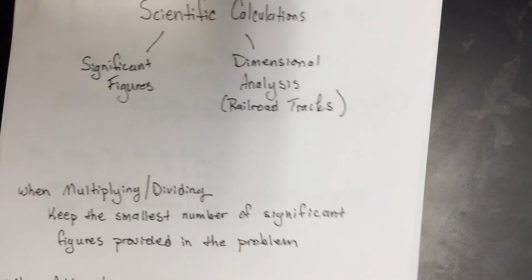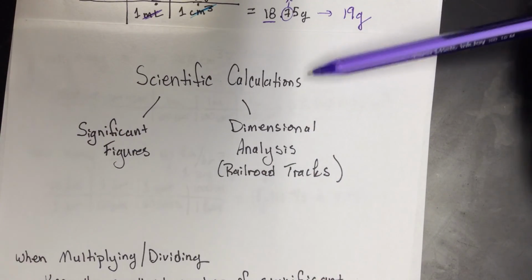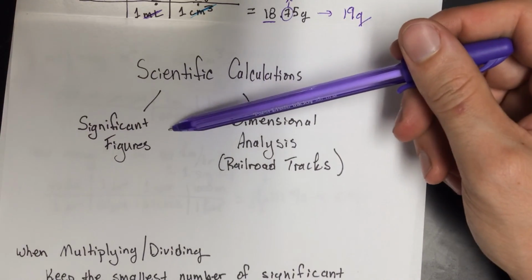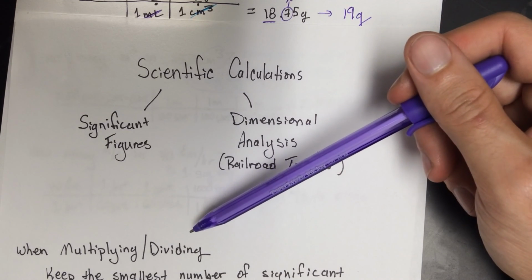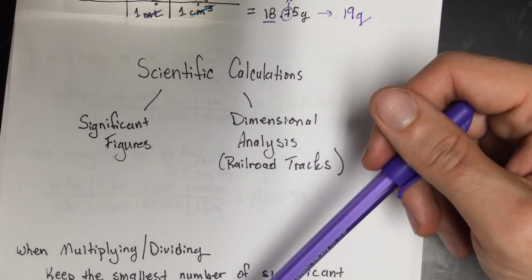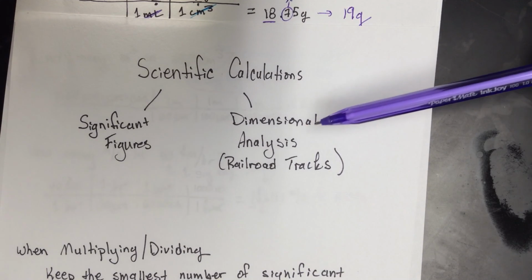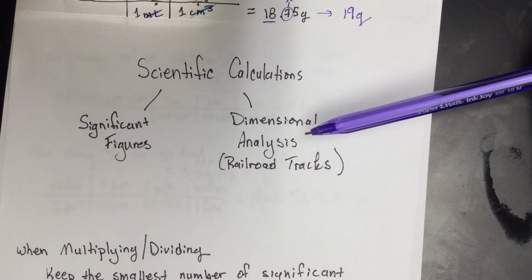Alright folks, in this video we have talked about how to perform scientific calculations, in particular paying attention to the rules for significant figures, both the rules for multiplying and dividing and the rules for addition and subtraction. We have also talked about how to use dimensional analysis or railroad tracks.